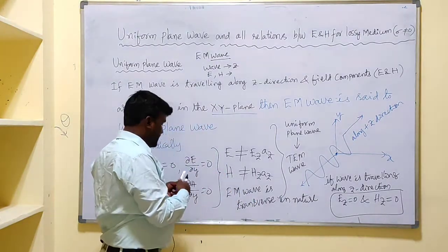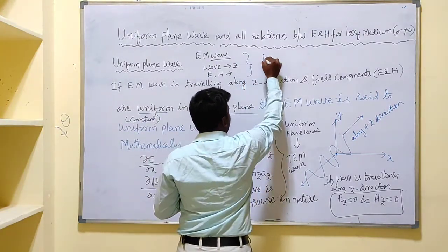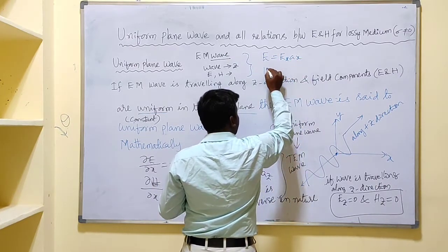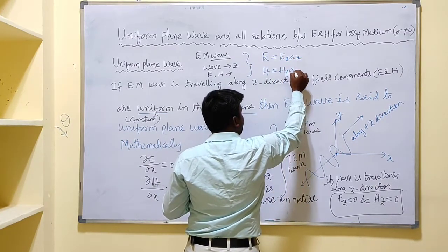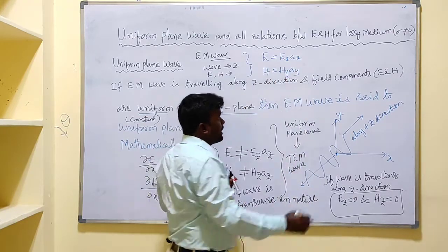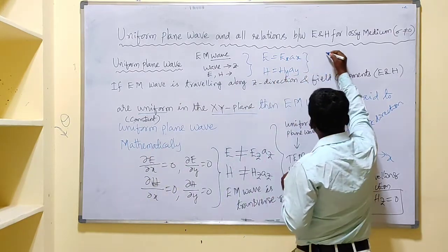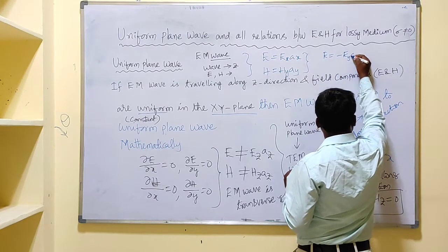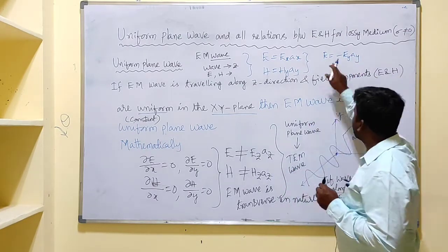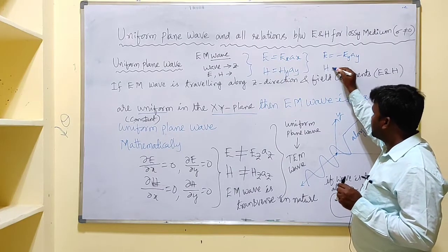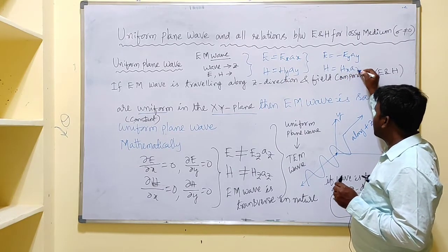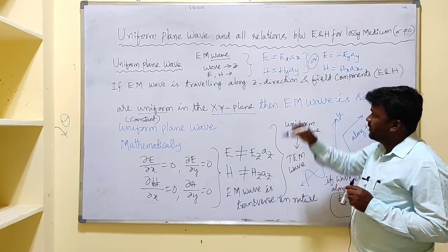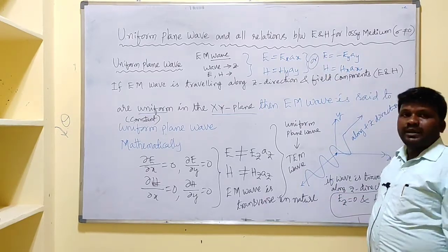Let us assume E is along the x direction, that is E equal to Ex Ax. H is taken as Hy Ay. Or else we can take E along minus Ey Ay, that means it is along the negative y direction, whereas H is along the x direction, that is H equal to Hx Ax. These three are mutually perpendicular to each other.